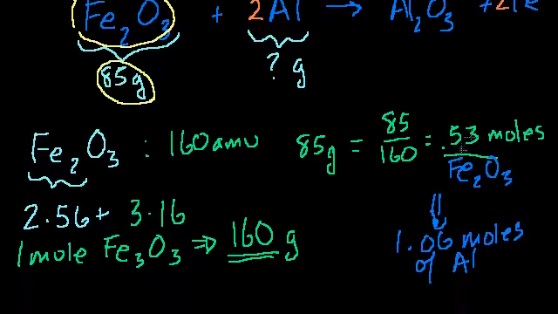Right? I just took 0.53 times 2. Because the ratio is 1 to 2. For every molecule of this, we need 2 molecules of that. So for every mole of this, we need 2 moles of this. If we have 0.53 moles, you multiply that by 2, and you have 1.06 moles of aluminum. All right, so we just have to figure out how many grams is a mole of aluminum, and then multiply that times 1.06, and we're done.